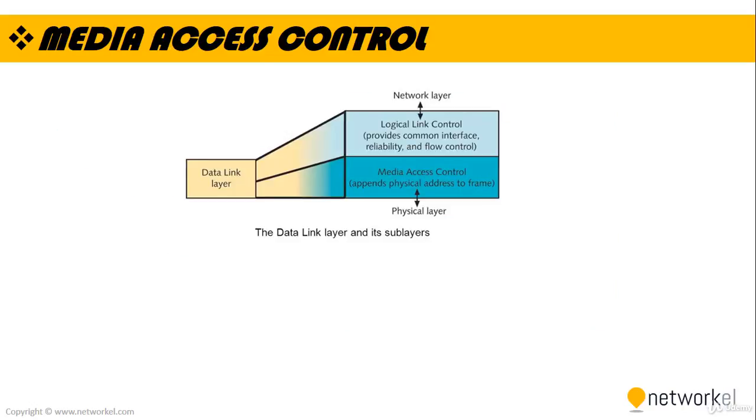Again, as we talked before, the data link layer has two sublayers, and they are LLC, Logical Link Control, and MAC, Media Access Control. LLC organizes communication with upper and lower layers and provides a common interface, reliability, and flow control. And MAC appends a physical address to the frame and provides data encapsulation and error detection.